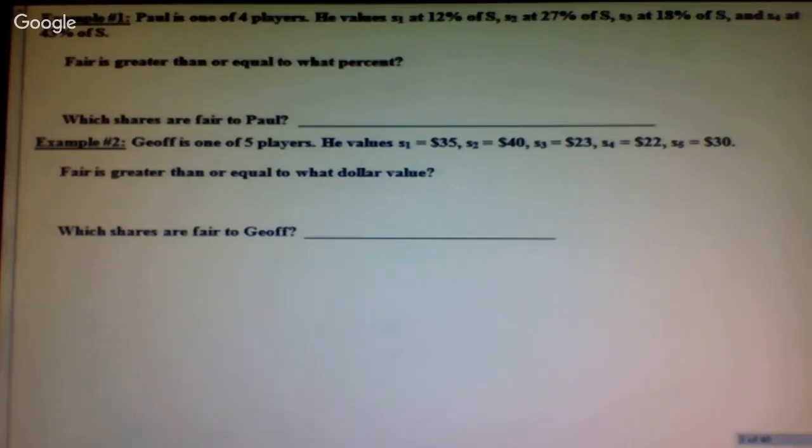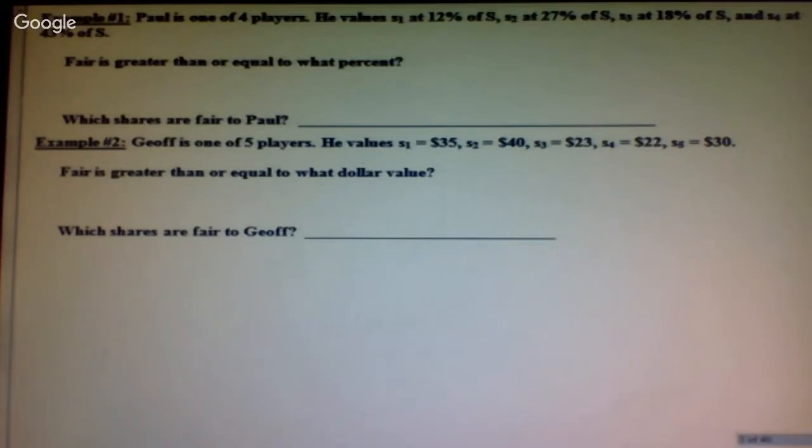So we've got Paul, and Paul is one of 4 players. He values S1, that's your first piece. S1 represents your first piece. Your first piece is worth 12%. Your second piece is worth 27%. Your third piece is 18%. And the fourth piece is 43%. Fair is greater than or equal to what?